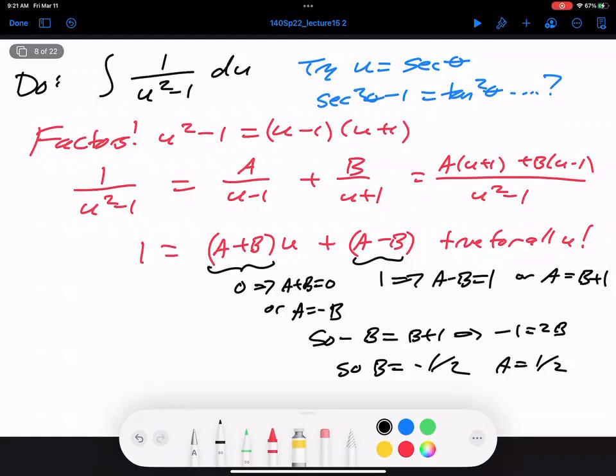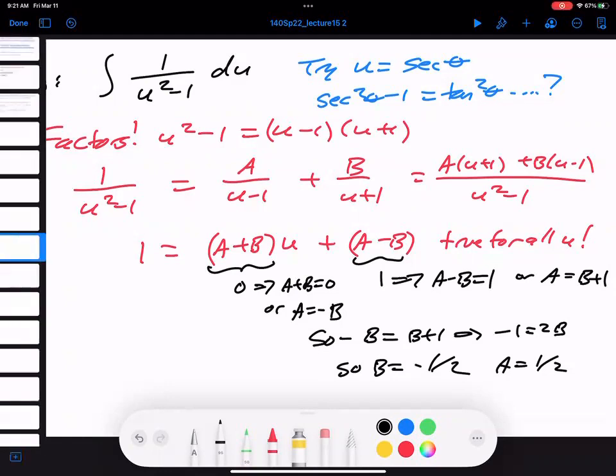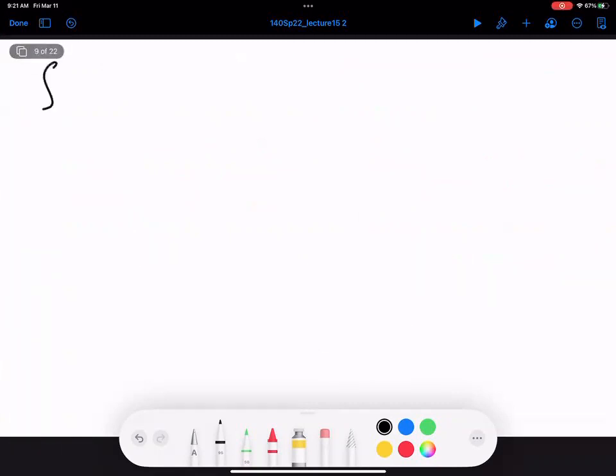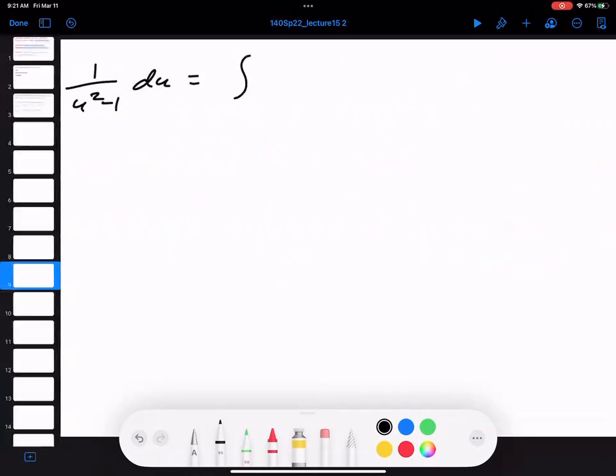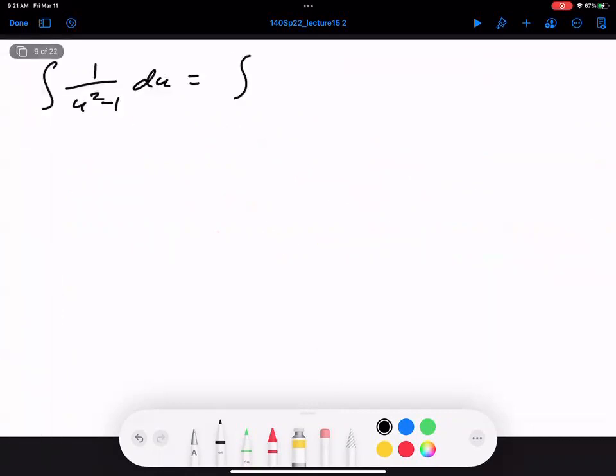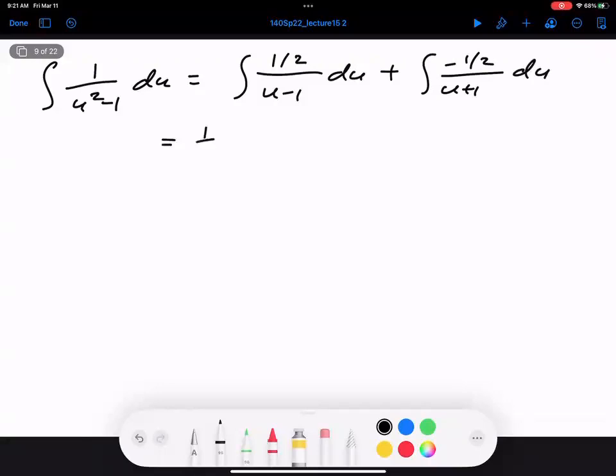Any questions about this problem? So just finishing the details, the integral of 1 over u squared minus 1 du would be the integral of A over u minus 1, and A was, I think, a half. So the integral of 1/2 over u minus 1 du plus the integral of minus a half over u plus 1. So this would just be 1/2 the natural log of u minus 1 minus 1/2 the natural log of u plus 1.